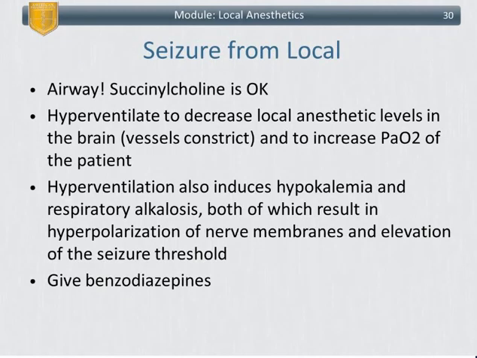What about the risk of seizures? If somebody is having a seizure, your first order of business is to make sure they have a working airway. It is a situation where you could use succinylcholine if you need to in order to control the airway. You want to hyperventilate the patient to decrease local anesthetic levels in the brain. We talked about how hypercarbia increases delivery, so hyperventilation will cause vessel constriction, decreasing delivery of local. And you want to, of course, increase the delivery of oxygen. Hyperventilation also induces hypokalemia and respiratory alkalosis, both of which hyperpolarize the nerve membranes, elevating seizure threshold. And benzos are the typical drug of choice.